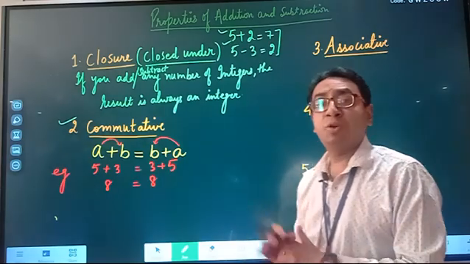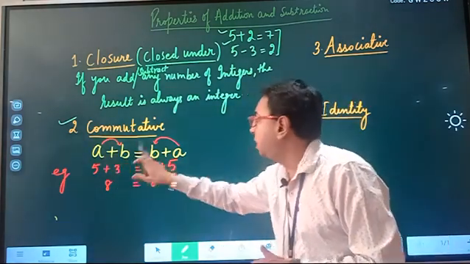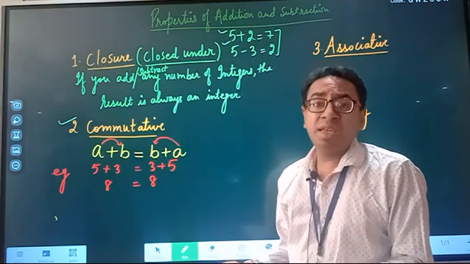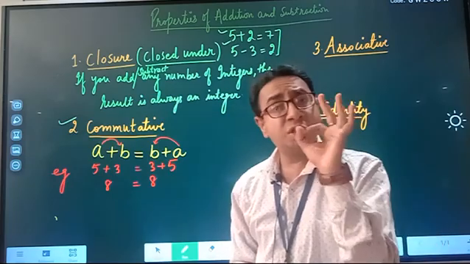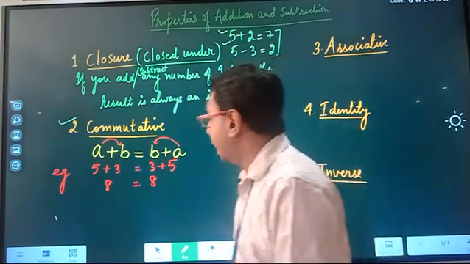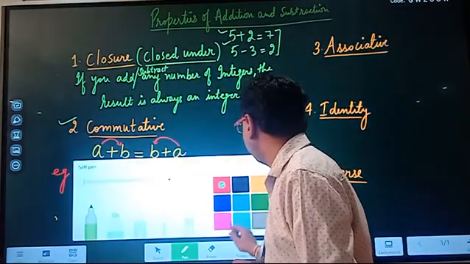Any doubt with the commutative property? It's verified that if A plus B, it must be equal to B plus A, because addition always follows the commutative rule. Next, this was the example of addition. Let us take the example of subtraction now.